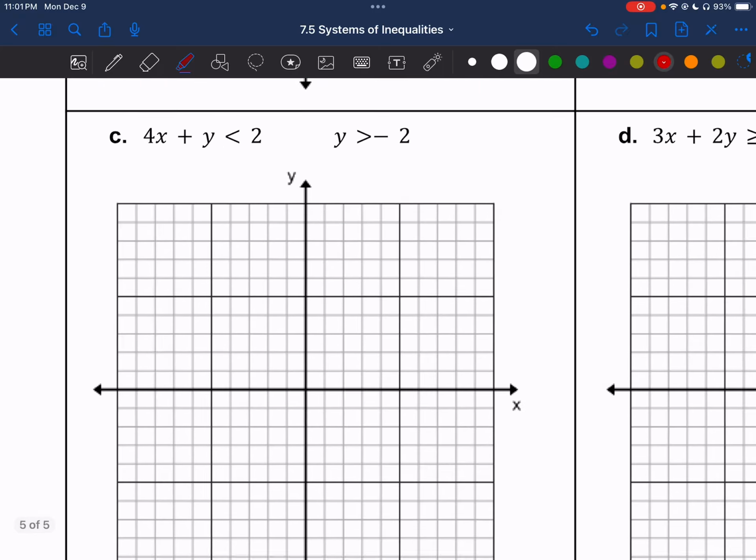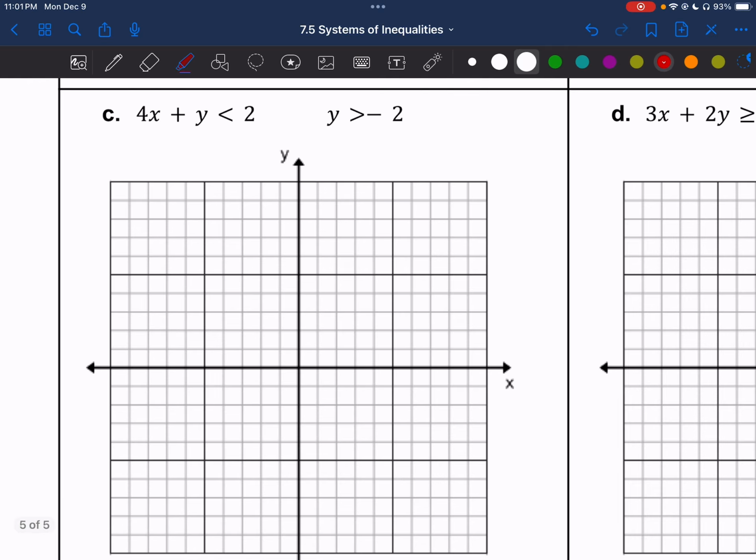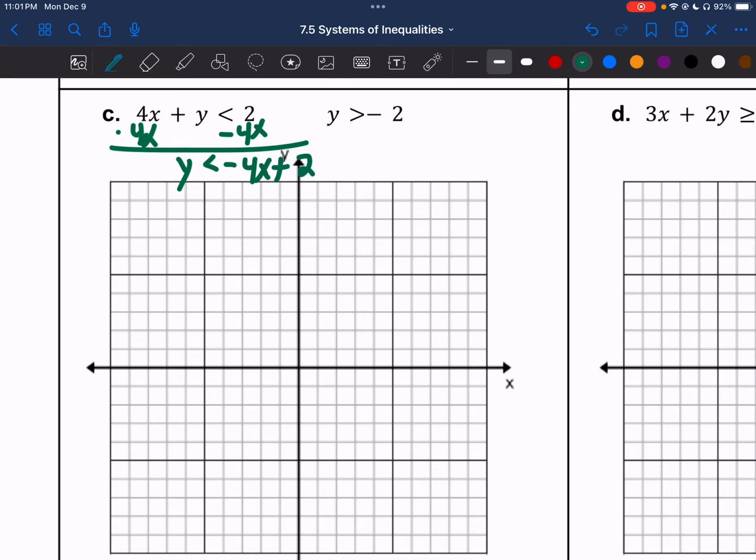All right, letter C, we need to solve that first one and put it in slope-intercept form, or we could graph it using intercepts. But I see that it's going to be a fraction, so I'm not going to want to deal with that. So let's just put it in slope-intercept form. I'm going to subtract 4x from both sides. And we get y is going to be less than negative 4x plus 2. So my slope is negative 4, my y-intercept is 2.